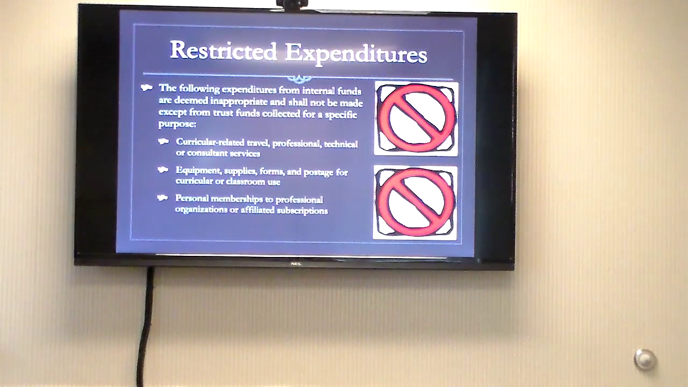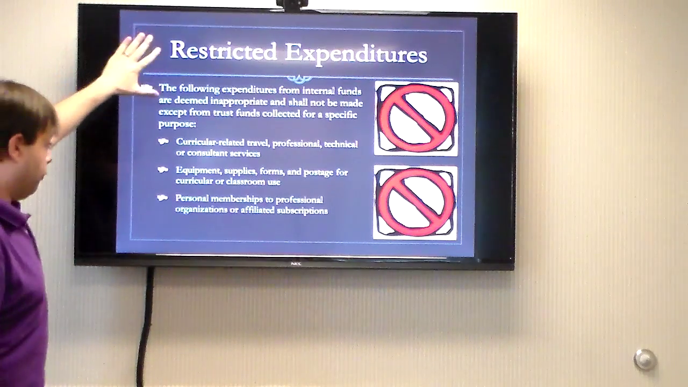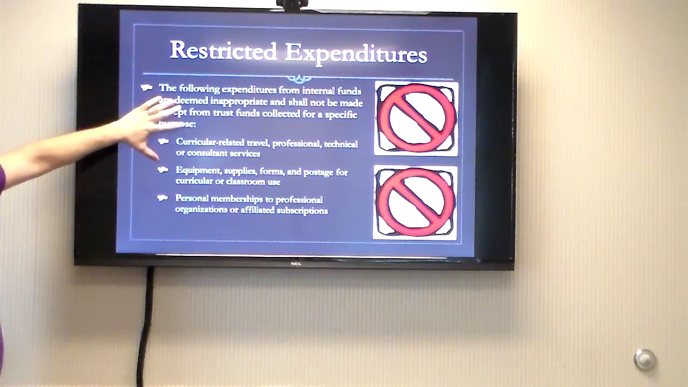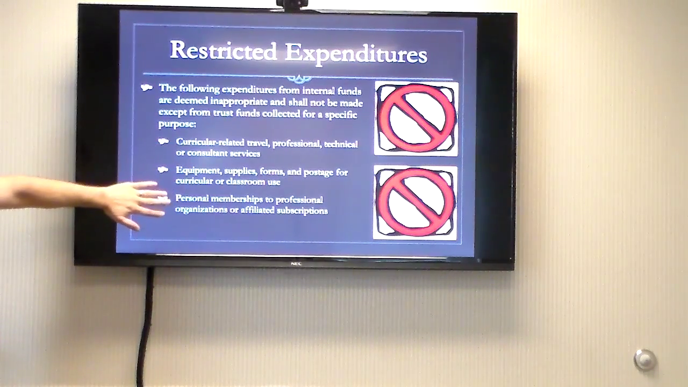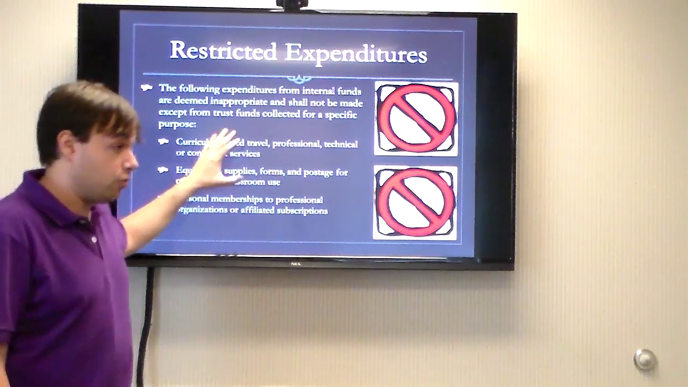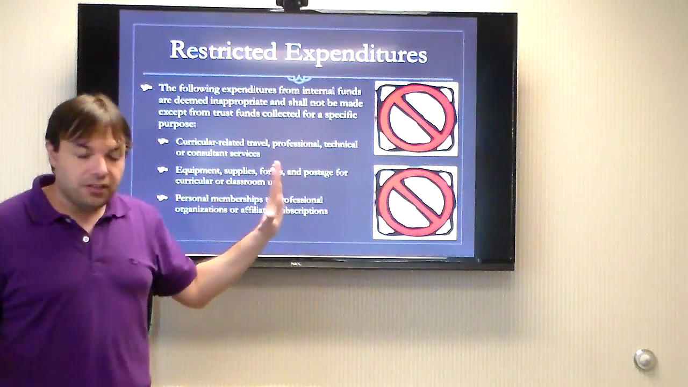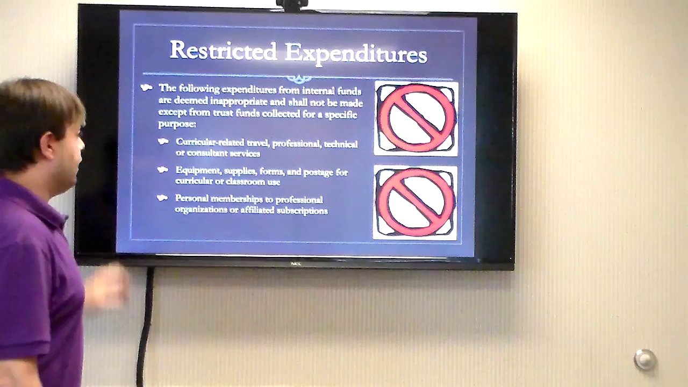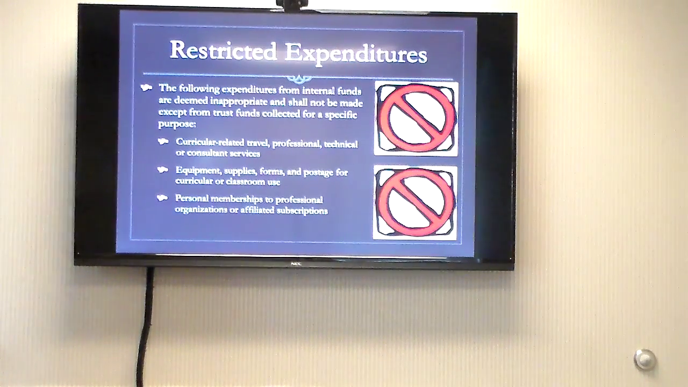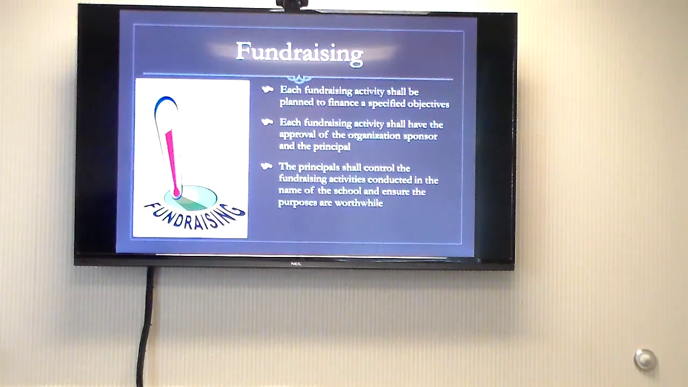Restricted expenditures can't come from internal funds. So anything related to curriculum, travel, equipment supplies, postage, anything for curriculum use, or memberships to professional organizations, which that's not really funded for principals in the state unless the district gets a grant to do it. But it shouldn't be made except from trust funds that have a purpose, that's what they're for. So those aren't going to come from your school funding.